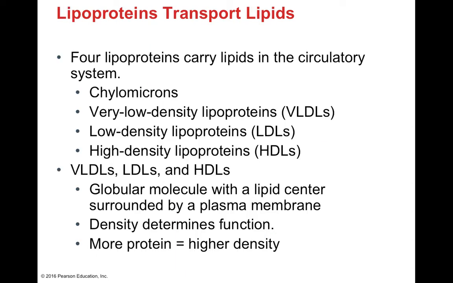So we have four lipoproteins that are responsible for carrying lipids in the circulatory system, including chylomicrons, which we mentioned, very low-density lipoproteins, low-density lipoproteins, and high-density lipoproteins. And basically these are going to be getting smaller and smaller as we head through these layers. So VLDLs, LDLs, and HDLs are all globular molecules. They have a lipid center and a plasma membrane around them. And the density determines function. So the higher the density, the more protein, the less fat. So as we travel through, we're going to be taking our fats and breaking them down so that what's left over is the protein.